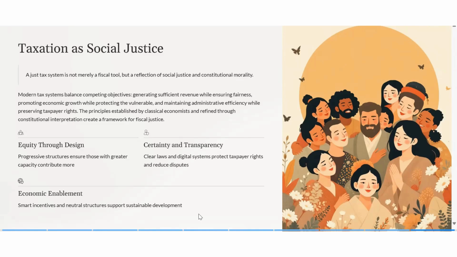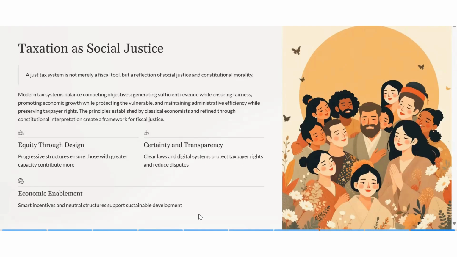Modern tax systems balance competing objectives: generating sufficient revenue while ensuring fairness, promoting economic growth while protecting the vulnerable, and maintaining administrative efficiency while preserving taxpayer rights. So, the principles established by classical economists, refined through constitutional interpretation, create a framework for fiscal justice.